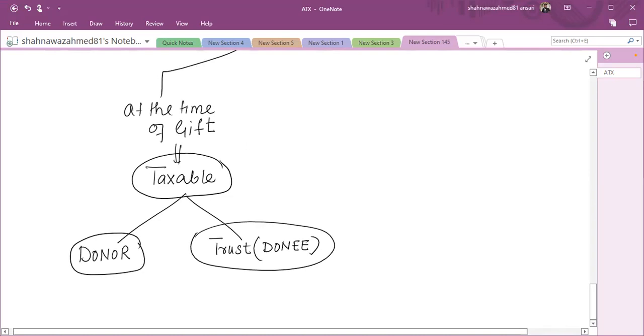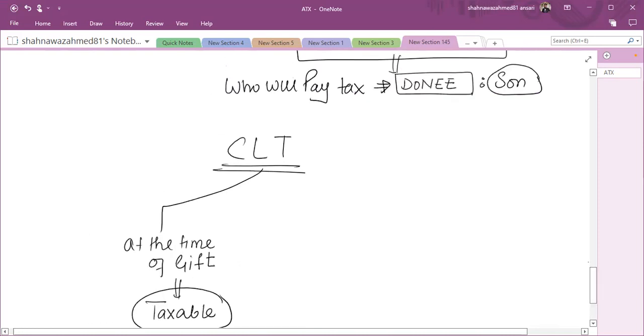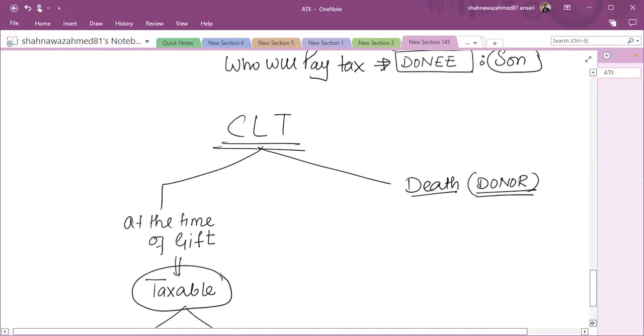Anyone can opt. If the donor is initiated to pay, there will be a tax rate of 25%. And if the donee is agreed to pay, the tax rate is 20%. This is a lifetime partial tax. After this, the same rule is applicable on death of the donor. There might be a situation that further tax is to be paid by the donee.